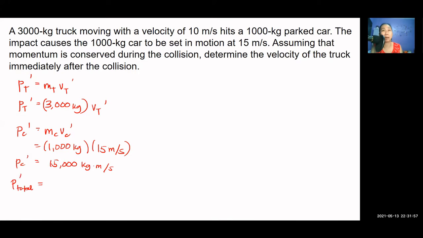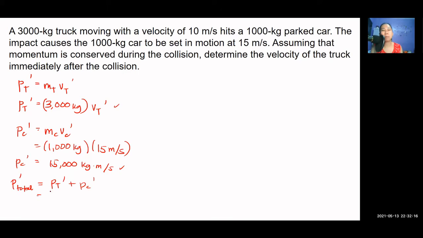Now, para makuha natin yung value ng ating total momentum, okay, after the collision. So, mapapansin nyo, naglalagay ako ng prime, ibig sabihin after collision. So, add lang natin yung dalawa. So, pt prime plus pc prime. So, para lang tayo nito gumagamit sa algebra. Okay, so, hindi natin siya pwedeng directly add kasi meron tayong isang unknown value. So, susulat lang natin yung ating expression dito.